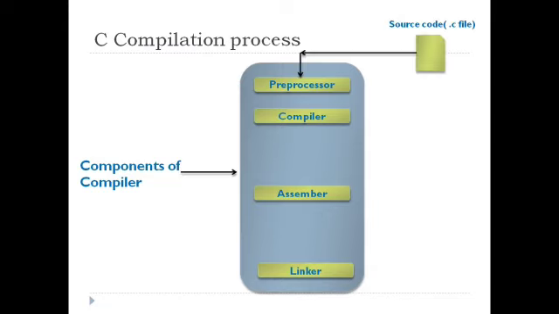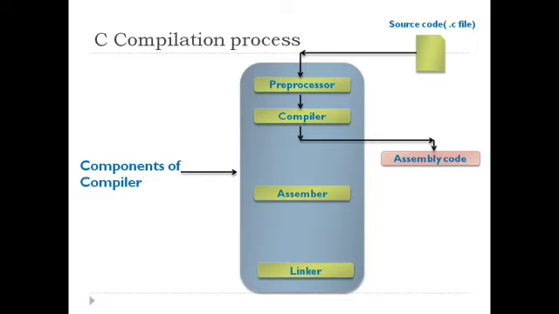When we write the source code, also known as the .c file, that acts as input to the preprocessor. There are various tasks of a preprocessor, and it generates an intermediate form which acts as input to the compiler. The compiler produces the assembly code. But this assembly code is still not understood by our machine. Our machine only understands binary code, that is, in the form of 0, 1.